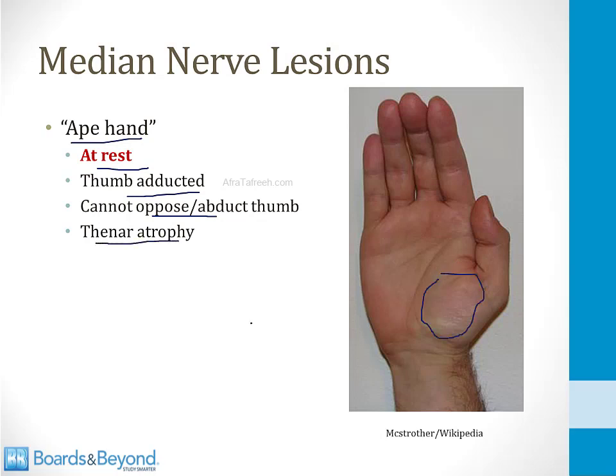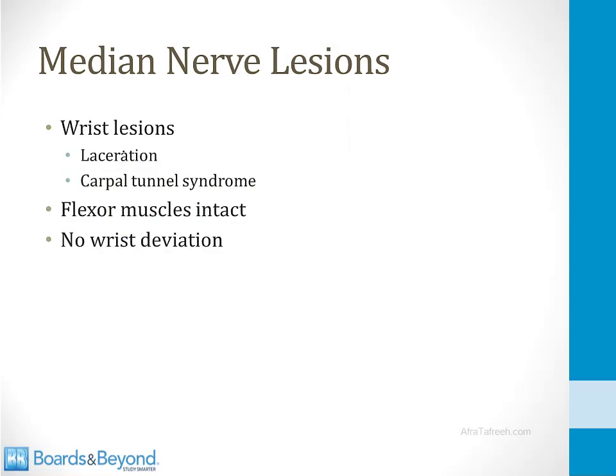This is called the ape hand because it's thought that apes do not have opposable thumbs, although in actuality they do. But the point here is it's like you have a primitive hand where the thumb cannot perform opposition. And you don't need to memorize this finding. Just remember that when the thumb is immobile or cannot move normally, that is usually a problem with the median nerve. So let's talk about some of the things that can cause a median nerve lesion.